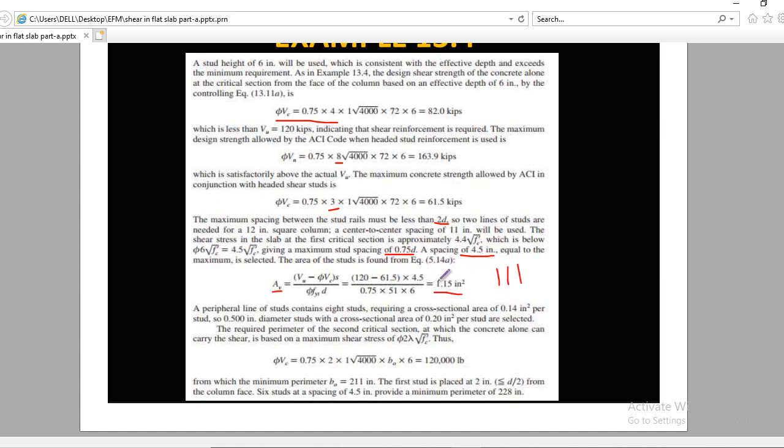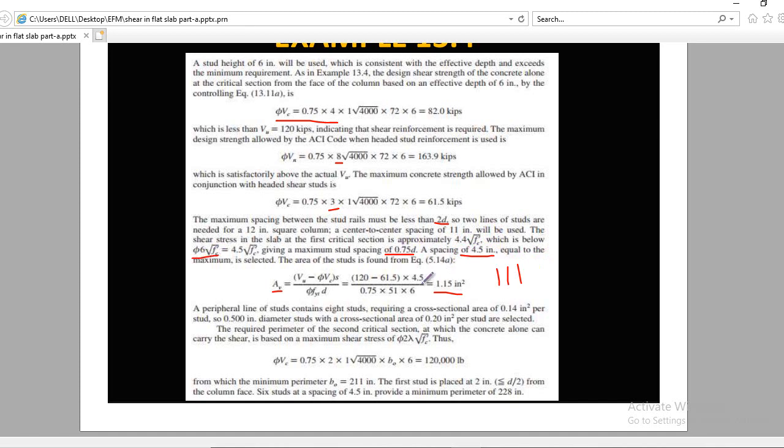So the maximum spacing is now fixed. This is the maximum spacing. I already explained this in lecture number 11. What does this equation mean?